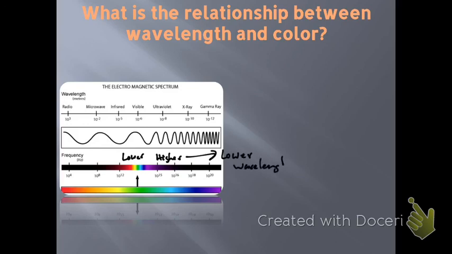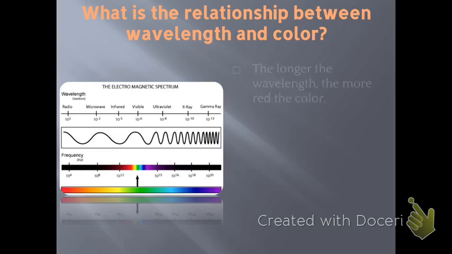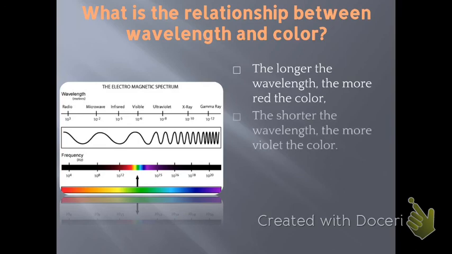And you can kind of see it, right? Right here we have a long wavelength, that's towards the red side, and here we have a short wavelength, and that's the violet side. So the longer the wavelength, the more red the color. The shorter the wavelength, the more violet the color. Remember, violet is higher energy, so shorter wavelength, higher frequency.